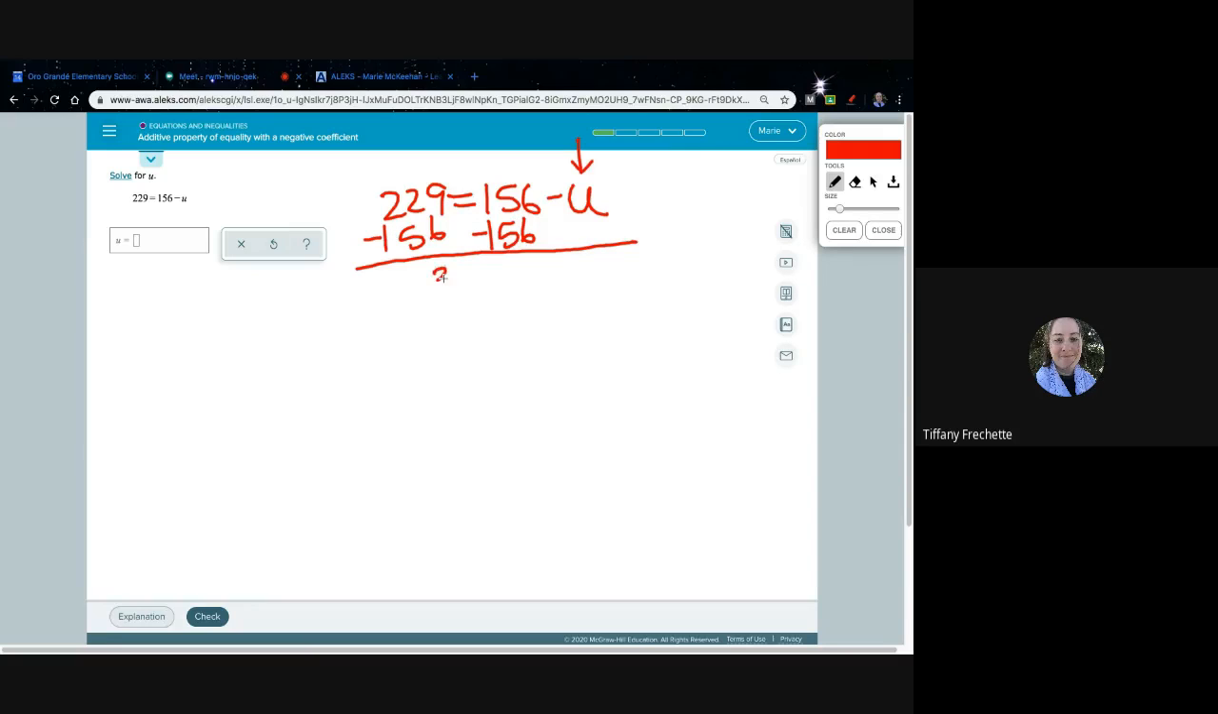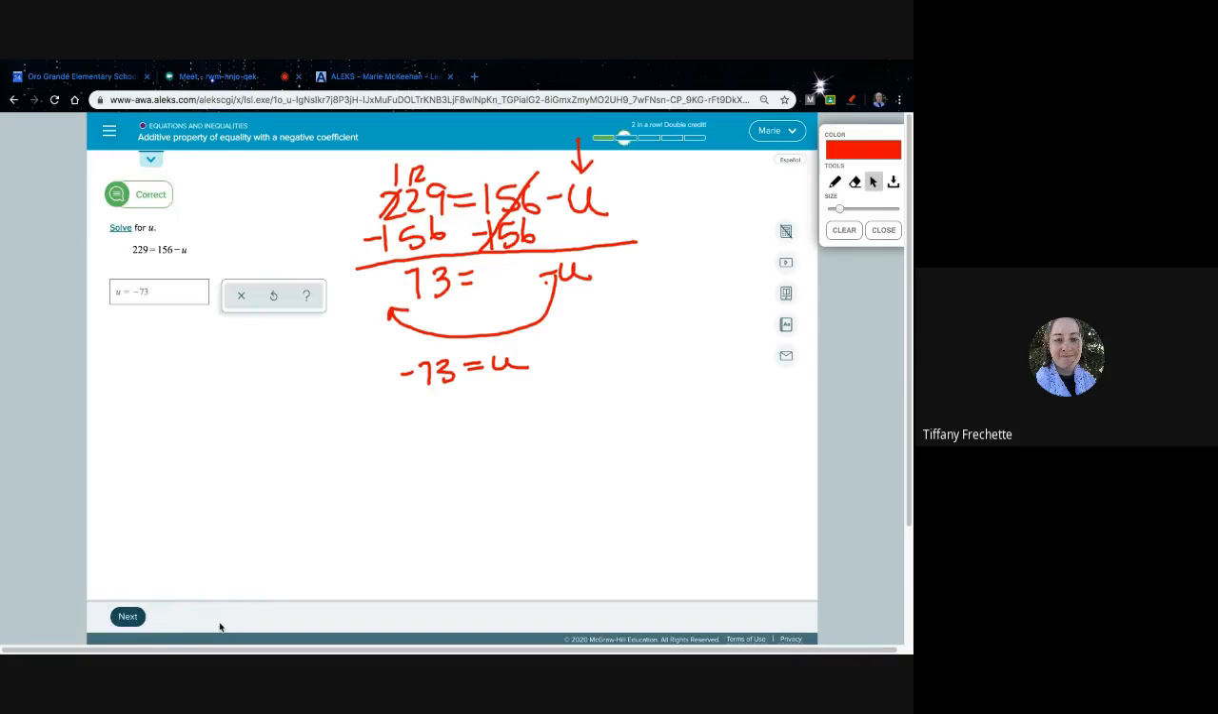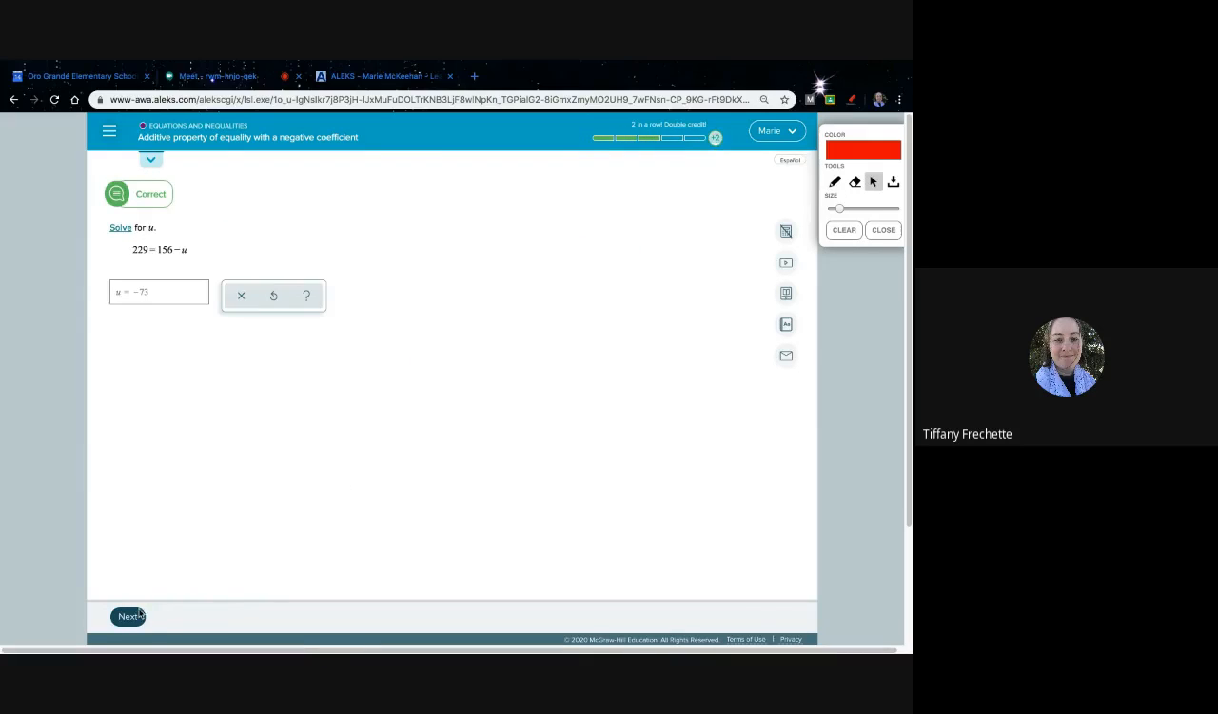So I'm going to subtract straight down here. I get 3. I need to borrow, and I get 7. All right, and that's going to equal 156 minus 156 cancels. It becomes 0. Again, that's what we wanted. And then we're going to bring down negative u. Don't forget to bring the negative with it, because now what we need to do is give this negative to the other side. So I have negative 73 equals u. So negative 73. Check.